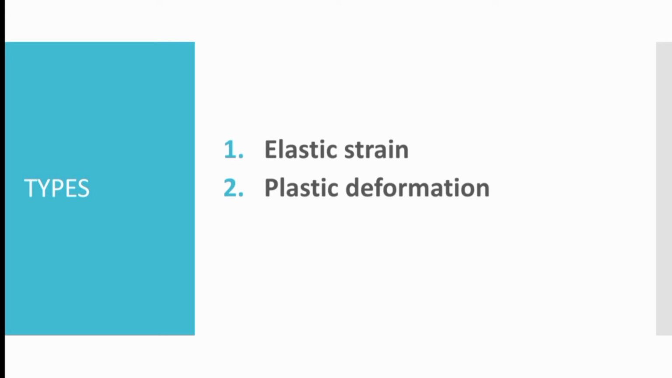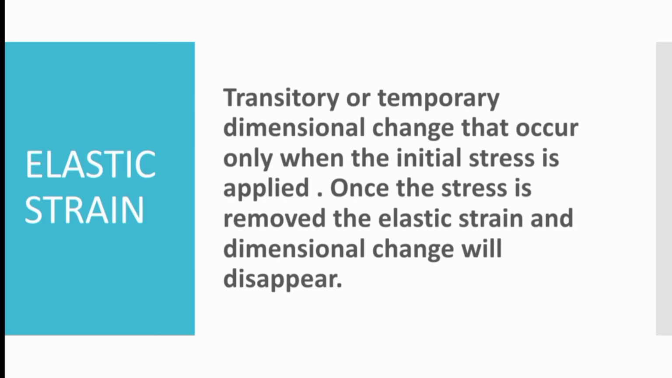Next, types of strains. There are mainly two types of strain, that is elastic strain and plastic deformation. First one, what is elastic strain? Transitory or temporary dimensional change that occurs only when the initial stress is applied. Once the stress is removed, the elastic strain and dimensional change will disappear.